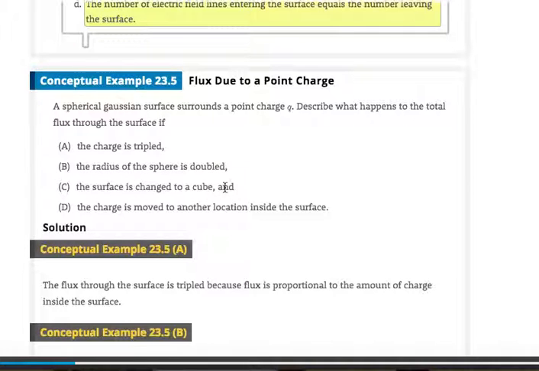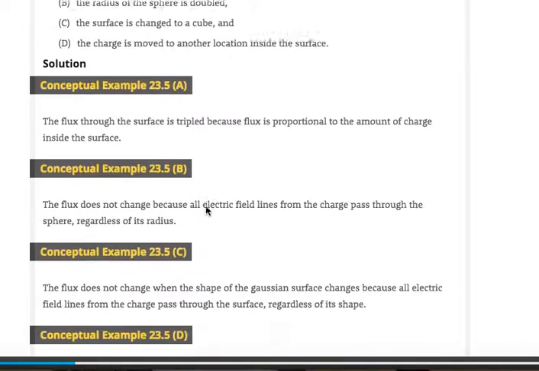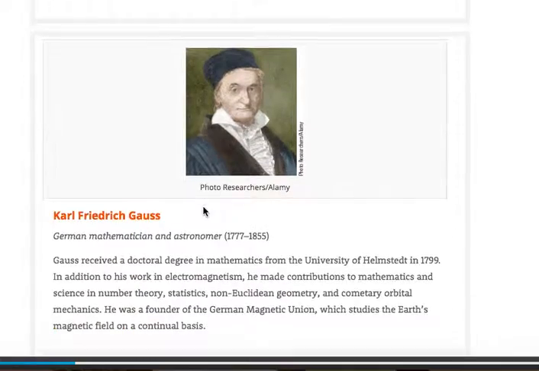If the surface is changed to a cube, again, it will not change the value of the flux through that cube. It will, however, make the math a lot more difficult, so I don't recommend drawing cubes as Gaussian surfaces. And if the charge is moved to another location inside the surface, it also will not change the flux through that Gaussian surface.